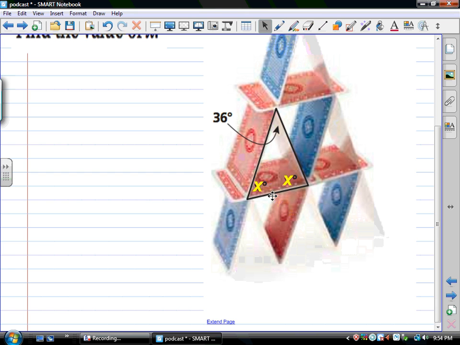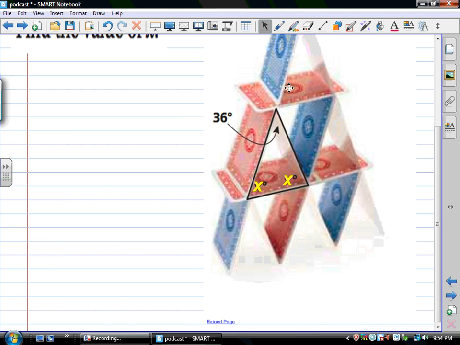Scalene triangle. This is not a scalene triangle. In a scalene triangle, all three sides and all three angles are different, and these two angles are congruent, or the same, so it cannot be scalene. Last type of triangle I'm going to try, isosceles. I think I remember that an isosceles triangle has two congruent angles and two congruent sides.